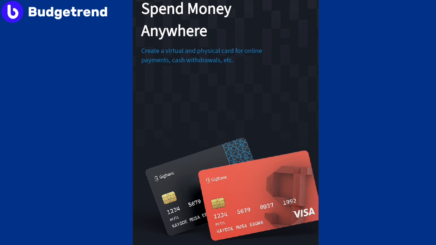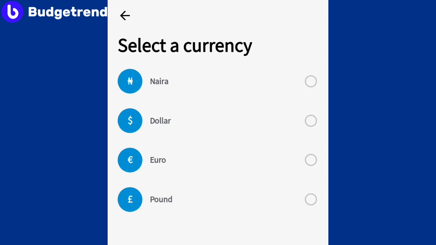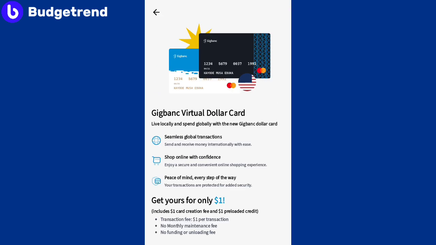So to create a Gigbank virtual card, you must have verified all your profile. You must have verified all the requirements, your KYC, on the Gigbank account. Once that is done, just come to virtual card and create a virtual card. You can select the type of virtual card you want to create, maybe it is Naira, or dollar, or euro, or pounds. So here we will choose USD.